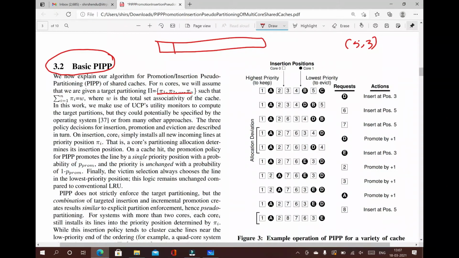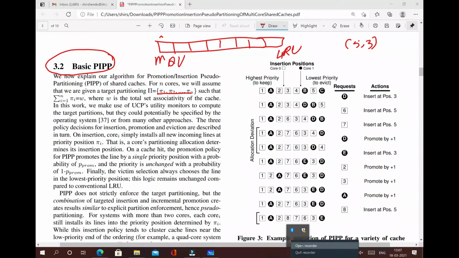Fifth position means, suppose this is your set. I think I also explained this in the last class. Suppose this is your set and this part is called MRU, and this part is your LRU. I think they are counting the positions like 1 2 3 4 5 6 7 8. Suppose these are the positions.